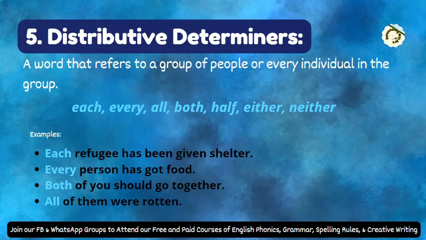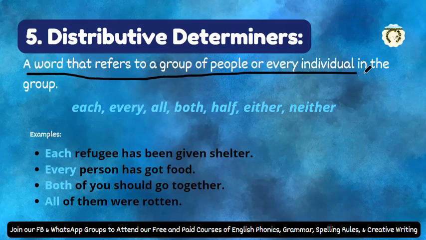Next is distributive determiners. What are distributive determiners? A word that refers to a group of people or every individual in a group. As the name is showing, distributive. So, words in distributive determiners are words that show every individual in a group or refer to all the people in a group.